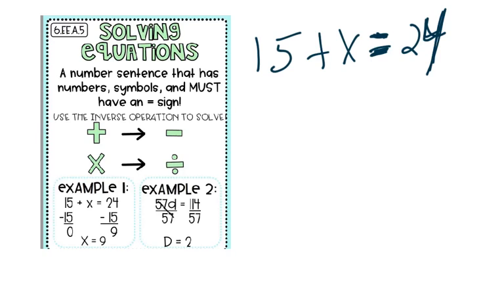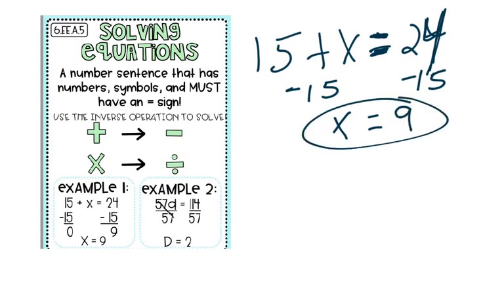So what we're going to do to get x by itself is subtract 15 from both sides. And we're going to show our work. So if I subtract 15 from this side, I have to subtract 15 from this side of my equal sign. So on this side, 15 minus 15 is 0, so it disappears. All that's left is x equals 24 minus 15 is 9. x is equal to 9. And I can check that by saying 15 plus 9 is 24.